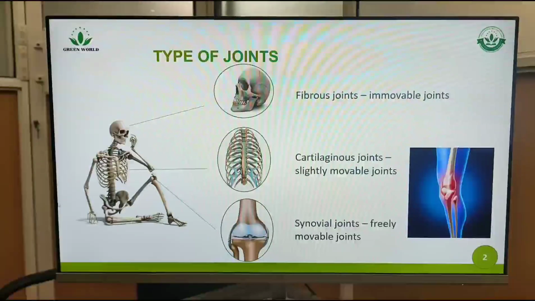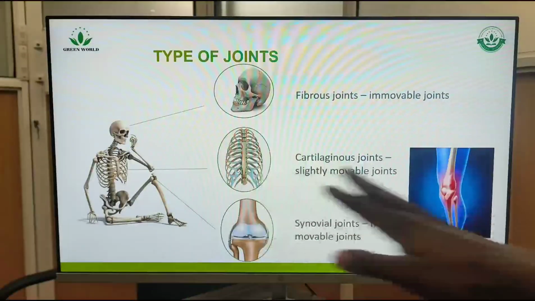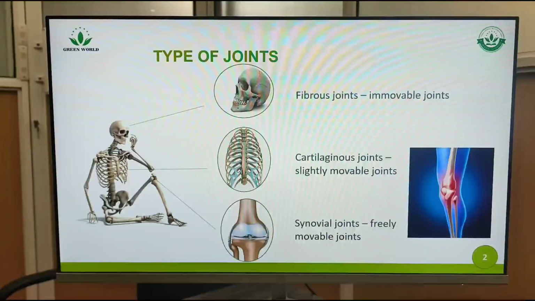Now the second one, as you can see from your picture over there, is called the joints which are slightly movable. Call them cartilaginous joints or slightly movable joints. Take an example of maybe the ribs. This one is a good example of the ribs that accommodate our lungs and heart, and also other important internal body organs, which is around the rib or the pretorium area.